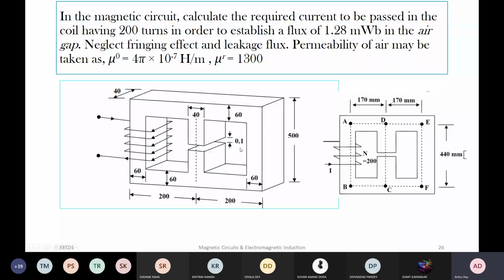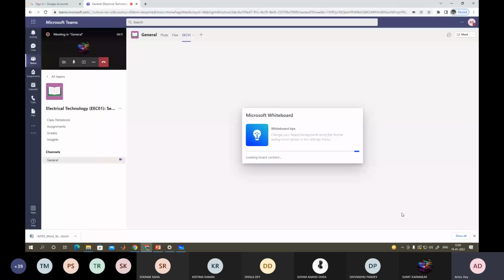Okay, let me do it in your whiteboard. Actually every day I am sharing the whiteboard from the external app. So let us try it here. If it's not working, then we'll go back there again.